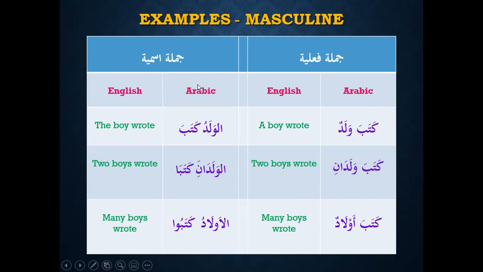There it would be in keeping with the number of people doing that action, because here it is jumla ismiya. Al-waladu kataba, the boy wrote. Al-waladani katabā, two boys wrote, with alif. Al-awladu, plural, likewise katabu. Yes, they all wrote. Many boys wrote.